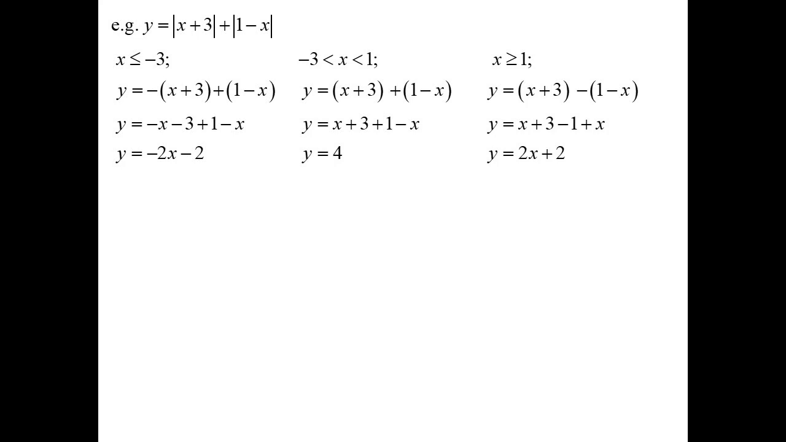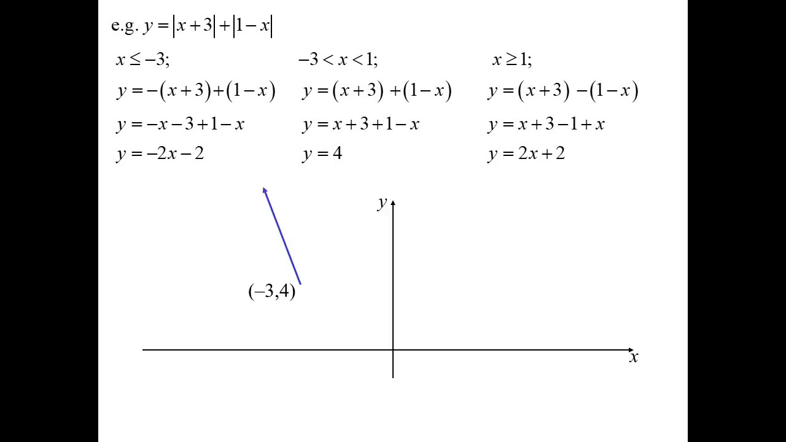So now we can draw our picture. So going up to negative 3, we're drawing y equals minus 2x minus 2. Then we have our horizontal line of 4. And finally, we have y equals 2x plus 2. So there's our two absolute value functions added together.